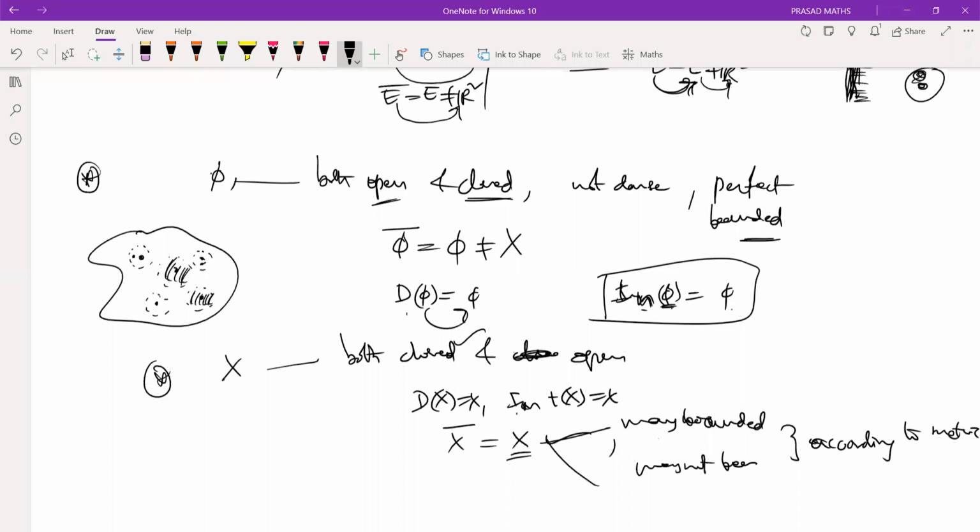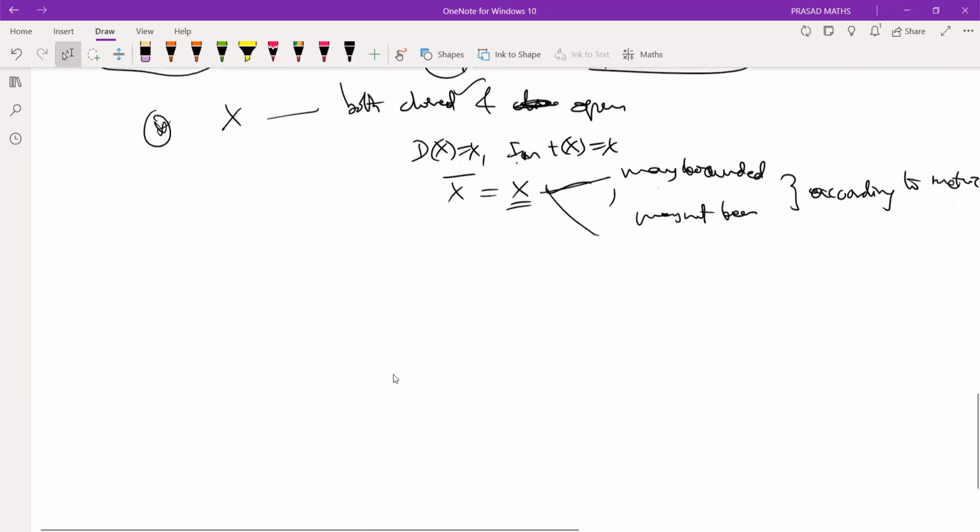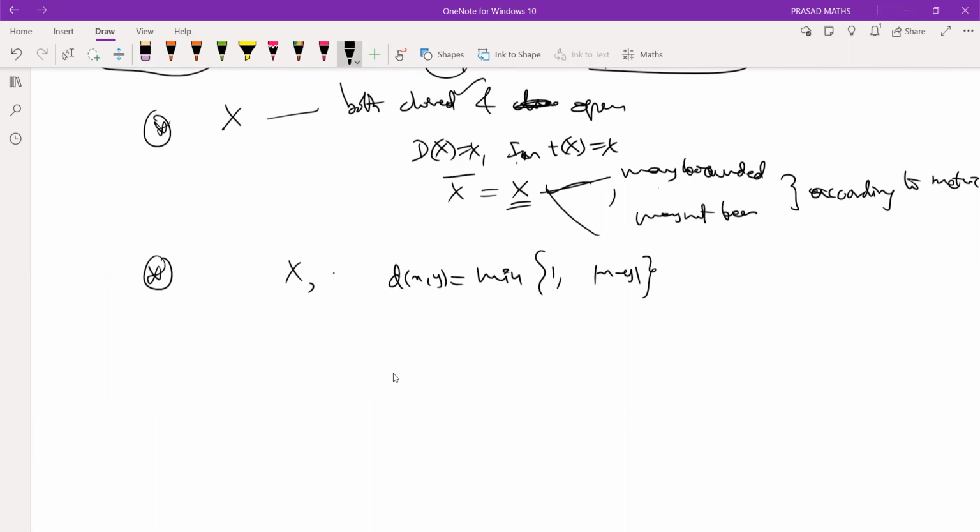If it is discrete, that is bounded. Nice question. Suppose your set is this, and your metric is this: minimum of 1 comma mod of x minus y. Suppose 100. Is it bounded?